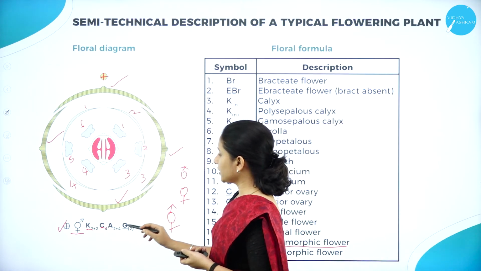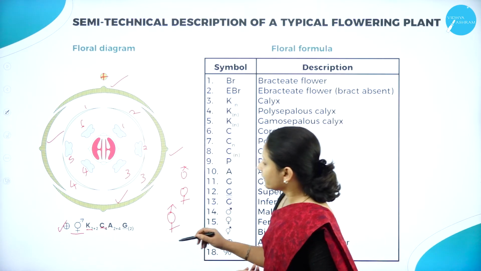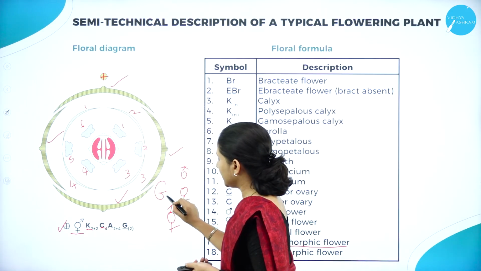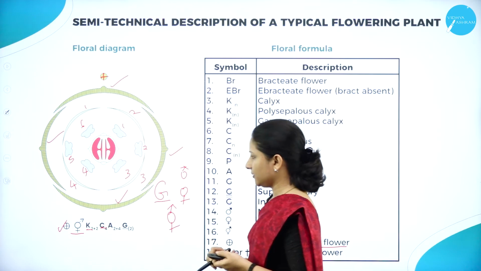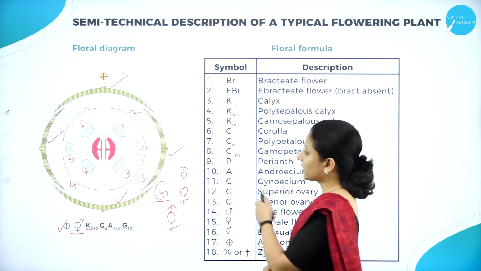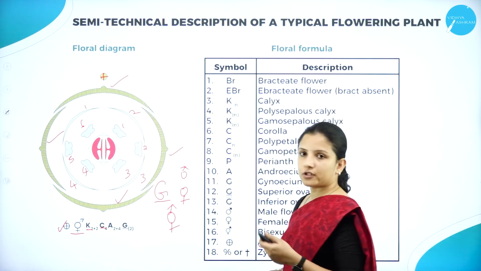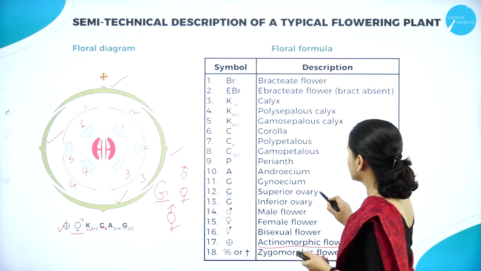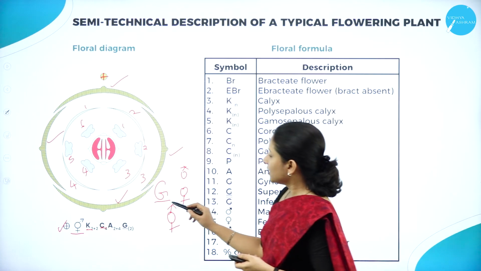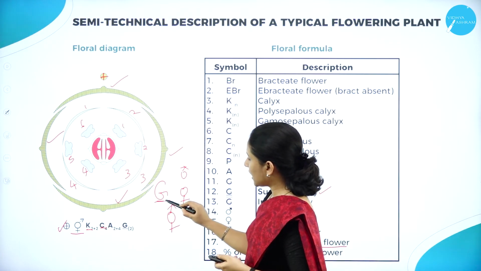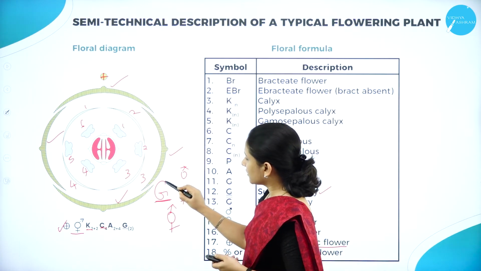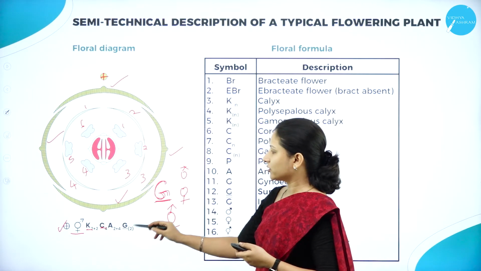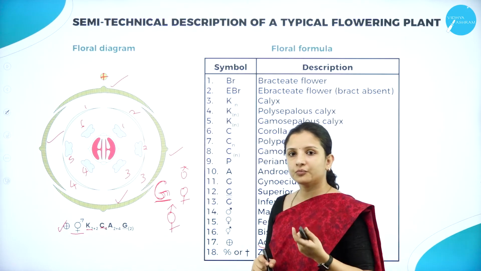Next, moving on to the gynoecium. If you observe here, a small line is drawn below the G. So, what does it mean? G stands for gynoecium. A small line drawn below the G means it has a superior ovary. That is, the other flower parts start from the base and the gynoecium is at the top. That is, the ovary is at the top. That is what it means here. The flower has a superior ovary.